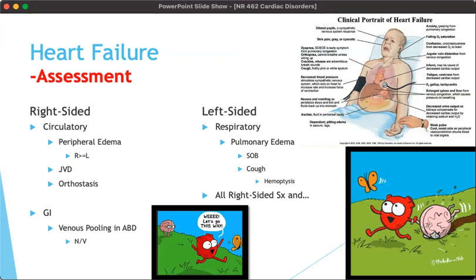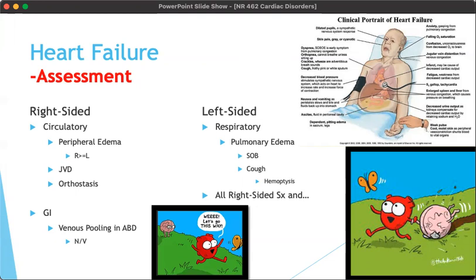When we switch over to left-sided heart failure, fluid is backing up in the circulatory system starting at the left side. On the right side, fluid is backing up into the circulatory system. That's where we see most of our symptoms. On the left side, fluid is backing up into the lungs. So most of the symptoms we're going to see with left-sided heart failure are actually pulmonary symptoms.